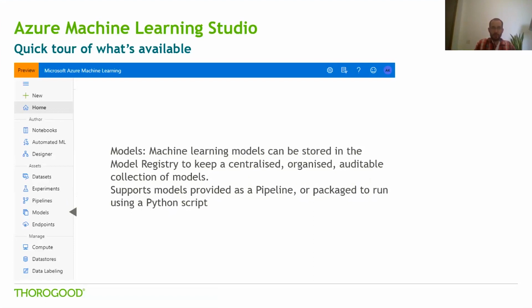Next, we have the model registry, and this offers, again, a centralized place, this time to actually store the models themselves, and whether that's models provided as a pipeline in the Azure Machine Learning format or a model package to run as a Python script. So there are various different ways to save into that model registry, but the key thing is it's somewhere that we keep all of our models in an organized place. We can tag them for searching later and come back and find our models later on.